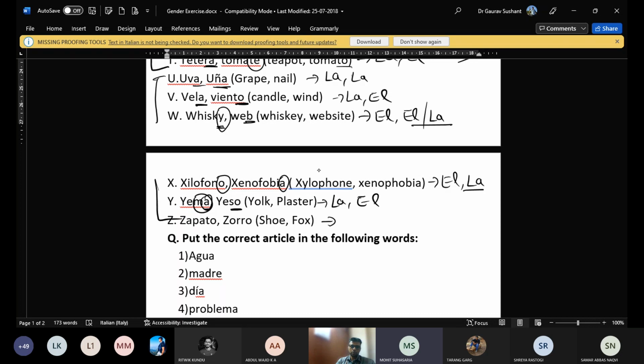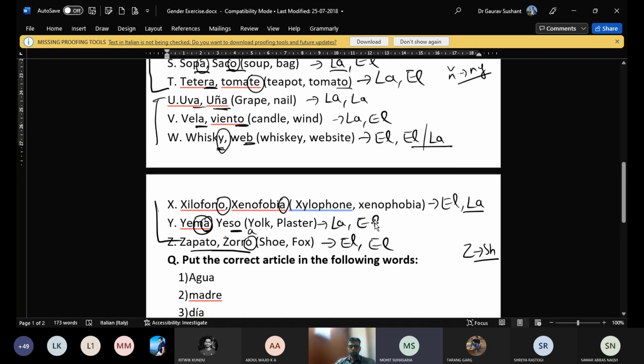Yema and yeso. Okay. Then the last one, please look into the pronunciation part very carefully. It is Z, so the s sound should be there. So it is zapato. So el zapato. And then next one is zorro, so it will be el zorro. And here also zorro can be changed into a, and then you have to use la zorra, meaning the female fox if you are referring to.